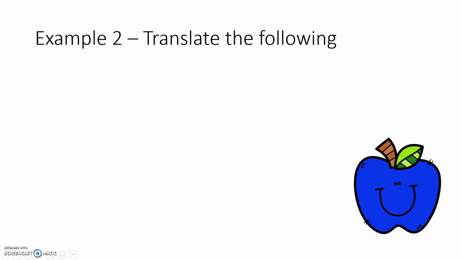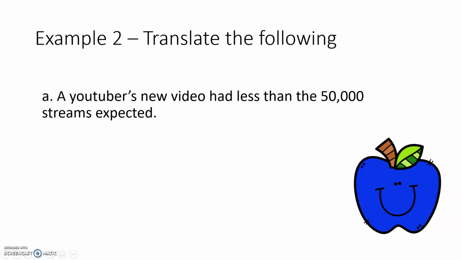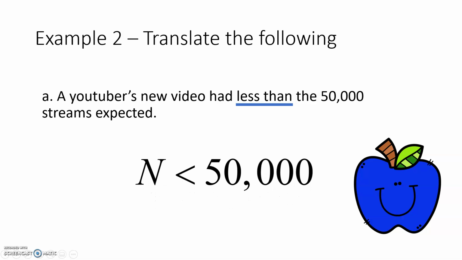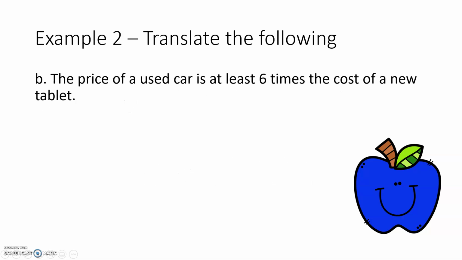All right, how about this? Translate the following. A YouTuber's new video had less than 50,000 streams. A YouTuber's new video had less than the 50,000 streams expected. Now you need to be able to take this statement, break it down, and identify where the inequality symbol is. There it is, less than, and this one was really straightforward. So my YouTuber's new video is represented by N. So N is less than 50,000.